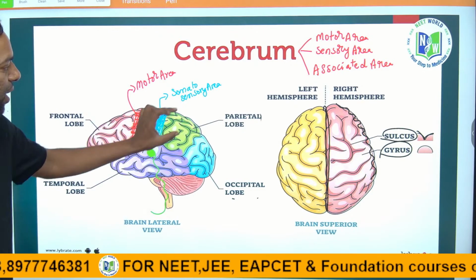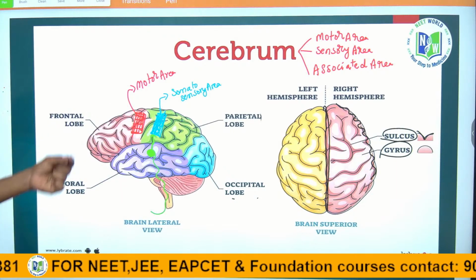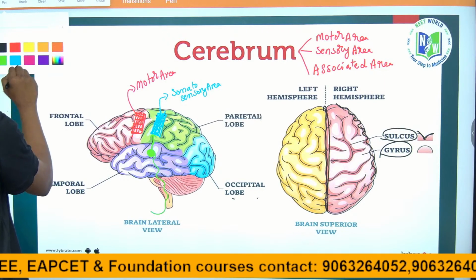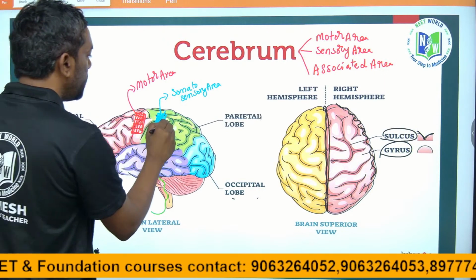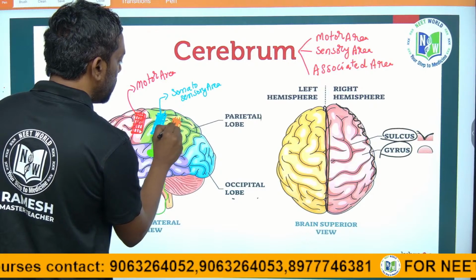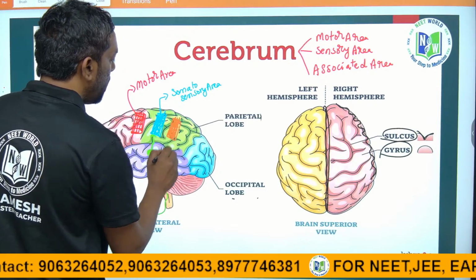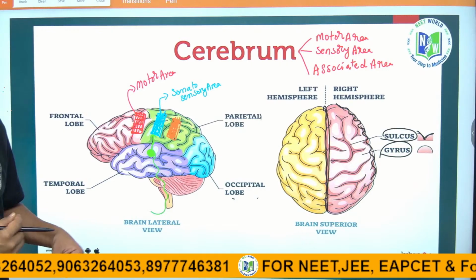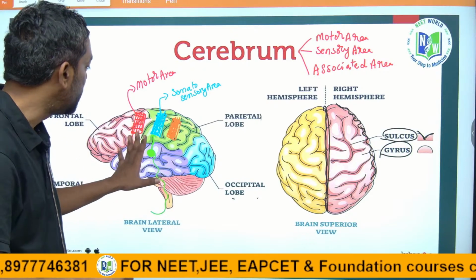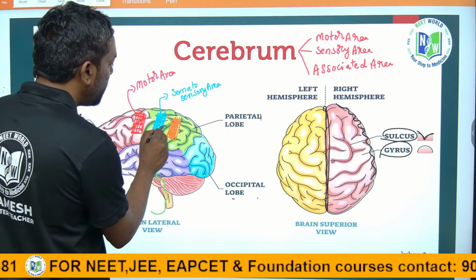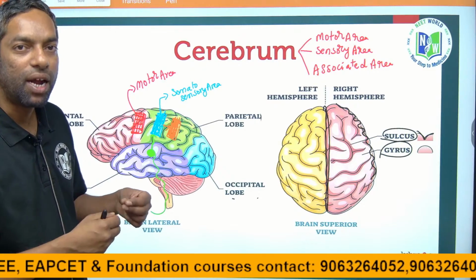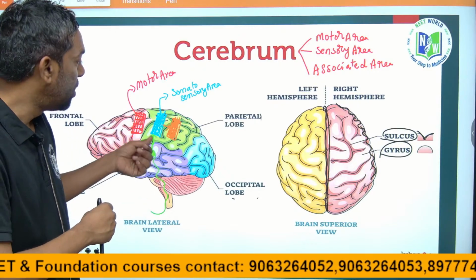Beside the sensory area in the parietal lobe, there is an associated area. The associated area can decide what matter has to be taken into action. If the sensory area gives the information to the associated area, the associated area can decide whether action has to be taken or not.